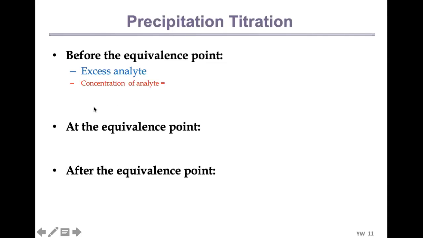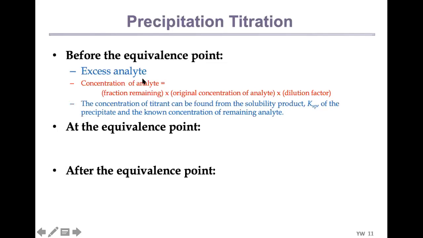So to answer the question, you will have to calculate the concentration of the analyte first. It is calculated by the original concentration of the analyte multiplied by the fraction remaining and the dilution factor. Okay, we will come back to this to explain each component, but let's finish the whole different stages first. And then after you know the concentration of the analyte, you can calculate the concentration of the titrant, for example, silver ion, by using the solubility product, okay?